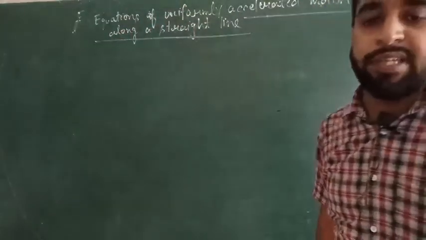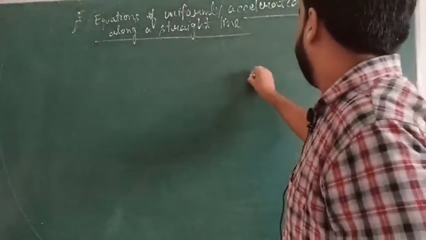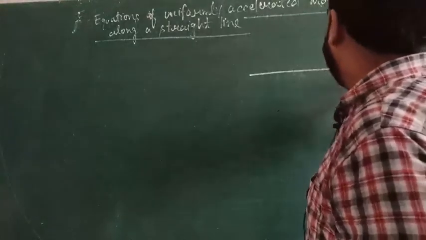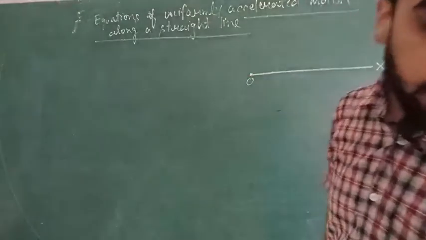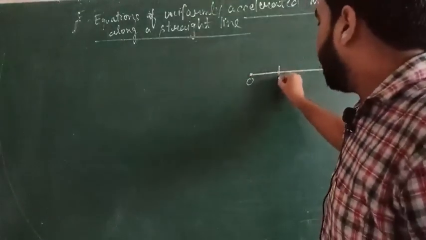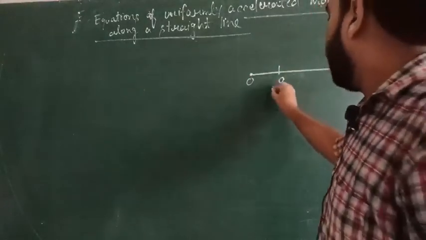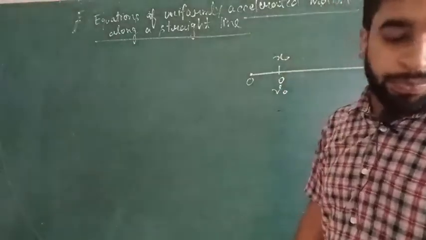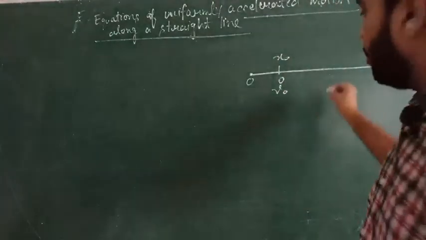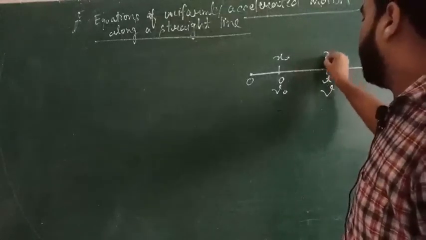So students, for this we will plot a graph first. We just need only one axis to define it. This is the x-axis and this is the origin, and we found that at time instant 0 the velocity of the body was v0 and the position of the body was x0, and later at time instant t we found the body velocity as v and position as x.